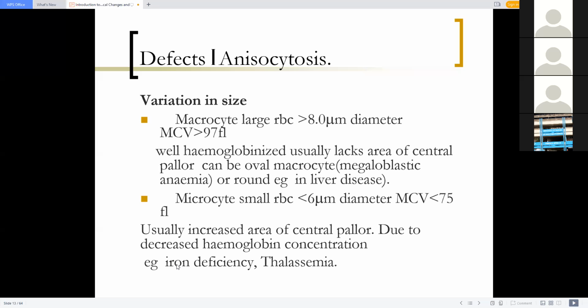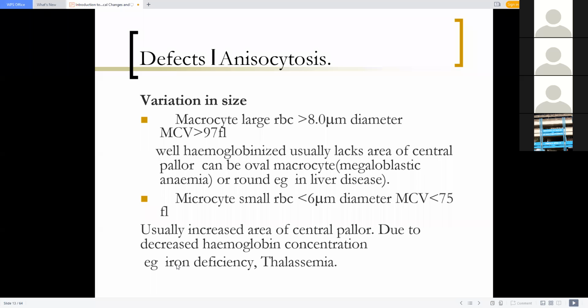Then we have microcytes. Microcytes are small cells, usually poorly hemoglobinized. The MCV is usually low, the MCH is usually low, less than 25, 26 picograms. So you get picograms of like 19. And these are usually seen in iron deficiency anemia because of poor hemoglobin formation. The cells become small and they're poorly hemoglobinized. And we see this in iron deficiency.